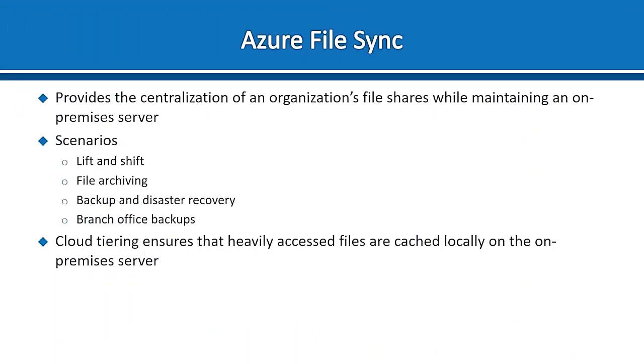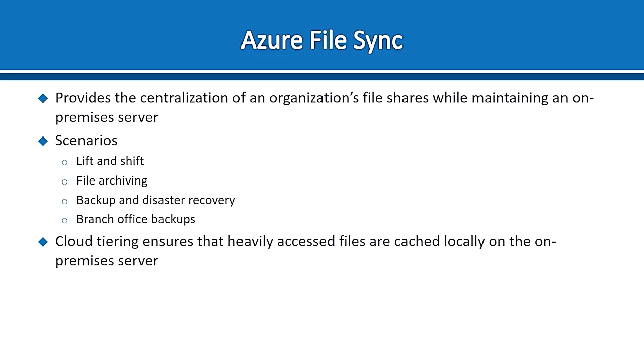Now, Azure File Sync is a little bit different because this gives us the ability to centralize an organization's file shares while still having that on-premises file server. It basically just turns the Windows Server on-prem into a quick cache of the Azure file share. So this one is actually a little bit newer in comparison to the others. And so this would work and be a good use for Azure file shares.